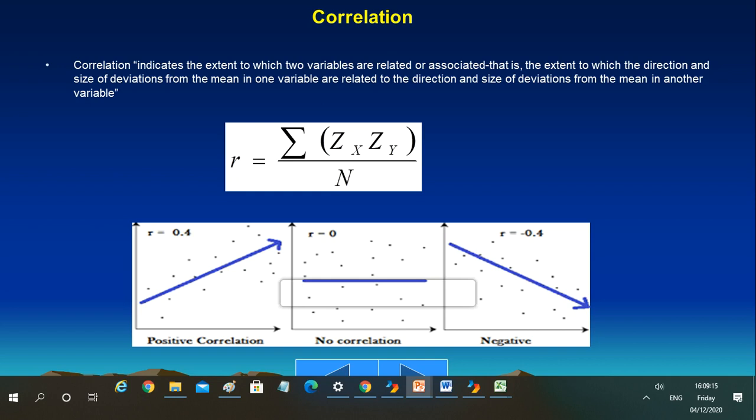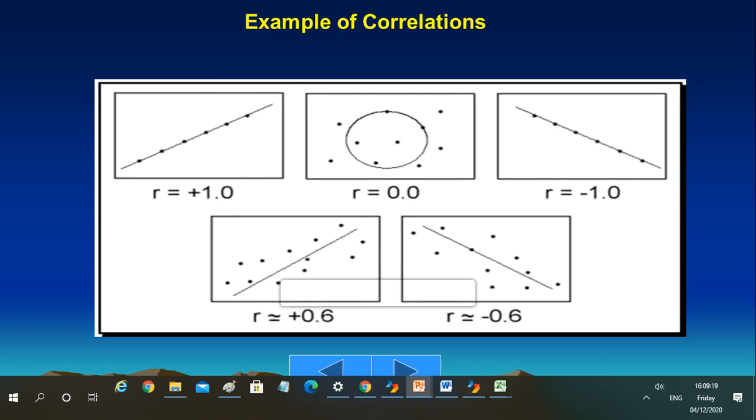So the direction and the size are important in this case, as you can see in this picture. Correlation is always depicted with a small r. When a line you draw in a graph is going upwards from the origin, you can see that it is a positive correlation. When it is scattered like this in the second picture on top, you can say there is no relation.